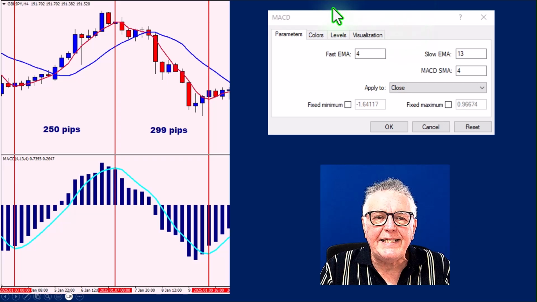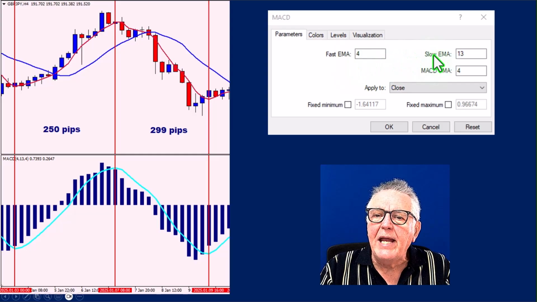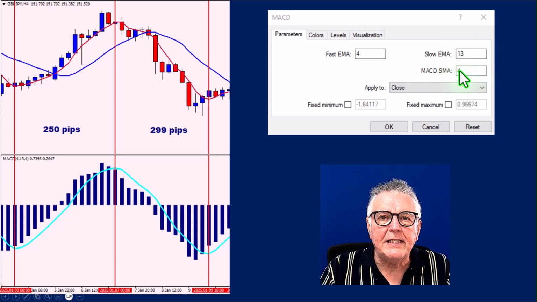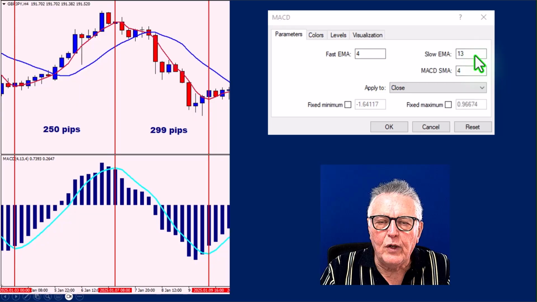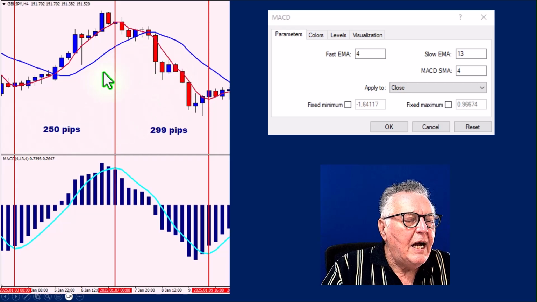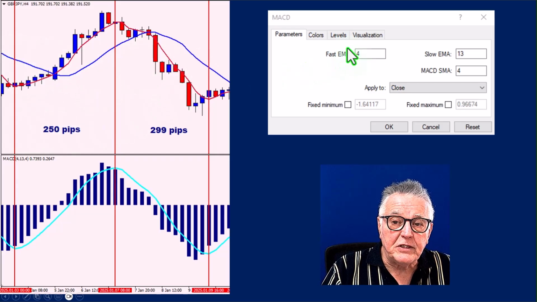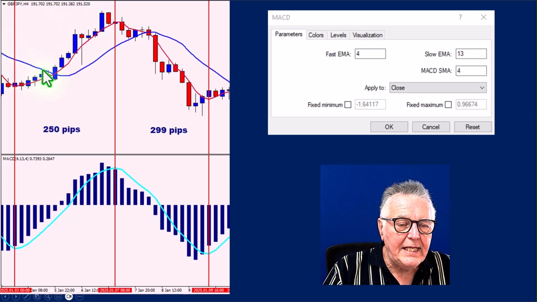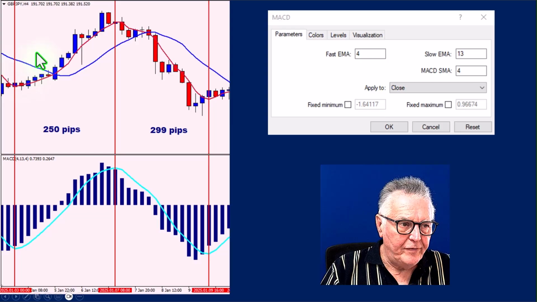Okay, so let's have a look at the settings for the MACD. The MACD works with a fast EMA and a slow EMA. So those are the two components that it works with, and then it has a signal line, which I'll explain a little bit later. But essentially the drivers are these fast and slow moving averages. And let's go and have a look. On my screen here, I have the two moving averages. In fact, the ones that are shown here, the red one is the 4 moving average, and the blue one is the 13 moving average. And there you can see them on the screen.